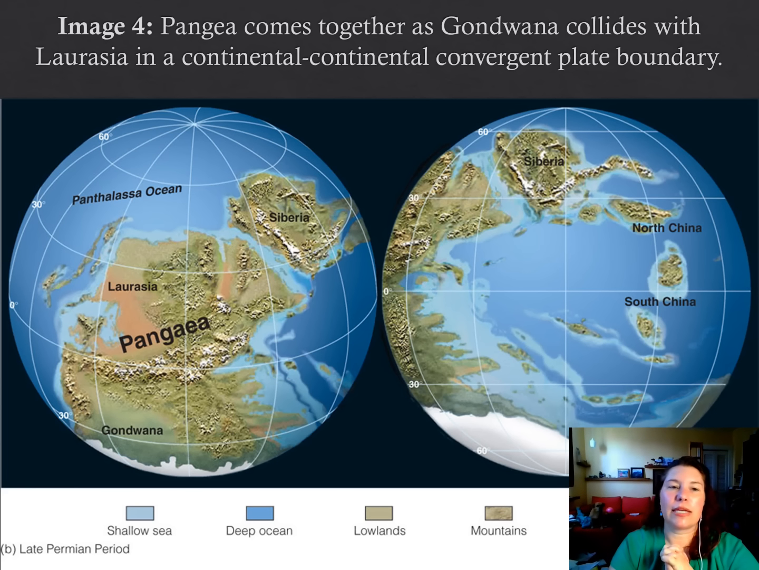Finally, Pangea comes together. So Laurasia, Gondwana, I know I've been saying those words before. I didn't have them written down, but here they are. So the northern continents, yeah, Siberia is going to catch up as well in there. But we have North America, much of Europe and Asia in Laurasia.